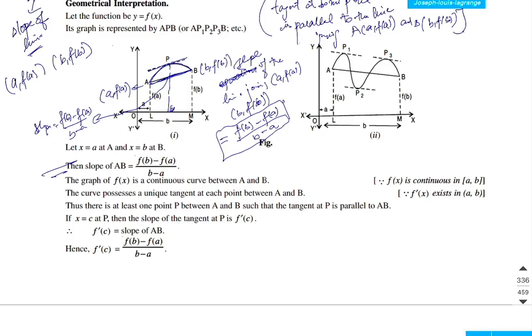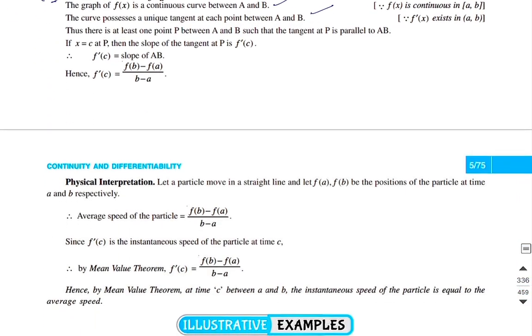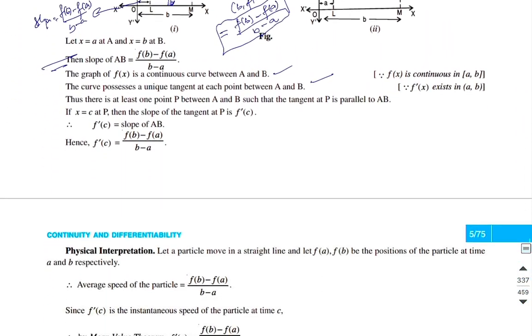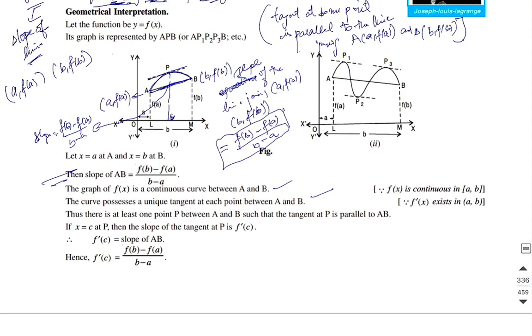So that is what is written here. The slope of the line AB is (f(b) minus f(a)) upon (b minus a), and since the graph is continuous, there is a unique tangent. It means there is some point where the tangent is parallel to the line joining A and B. Now this should not be a unique point. As you can see in the second diagram, there are three such points c1, c2 and c3 where the tangents are parallel to this line joining A and B. So c may or may not be unique.